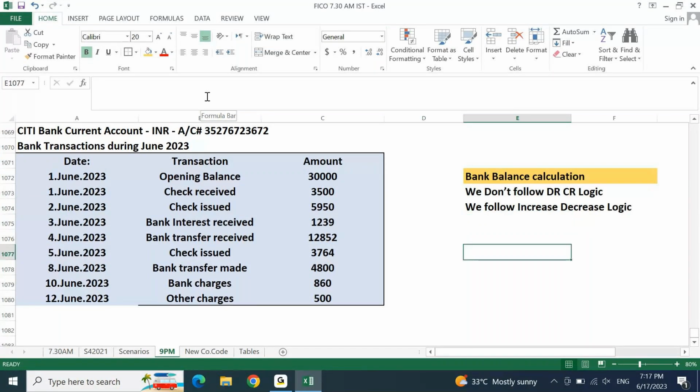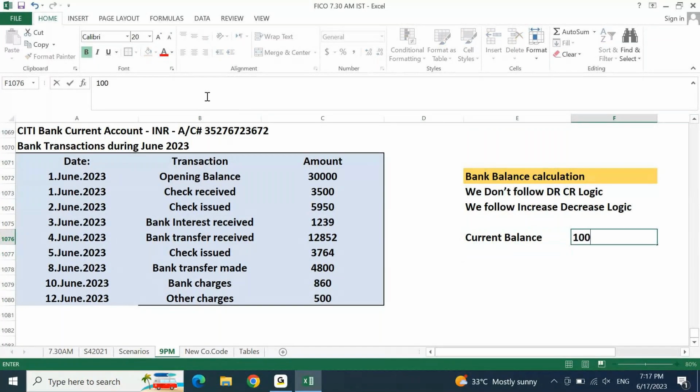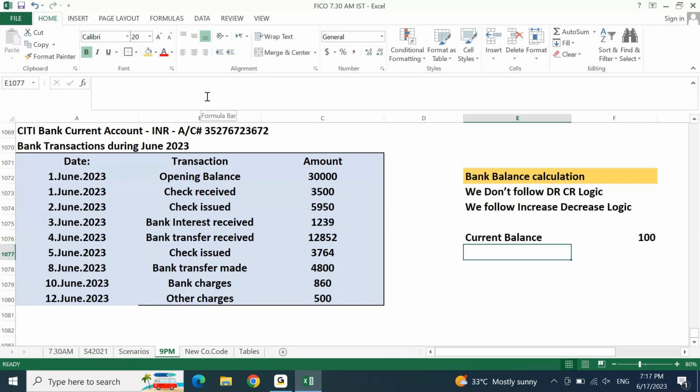Now here, to take this simple example, I put my current balance. I put current balance as 100. Now I'll put receipt and I'll put a payment.